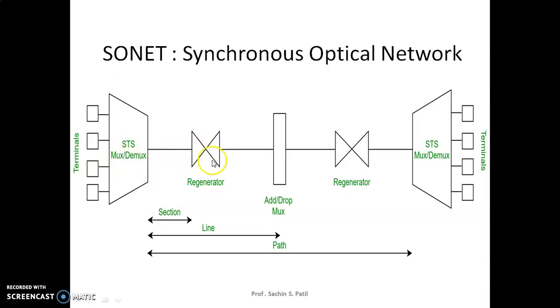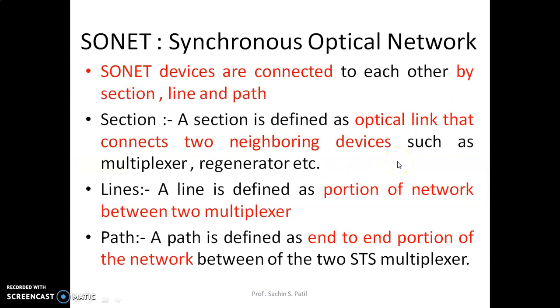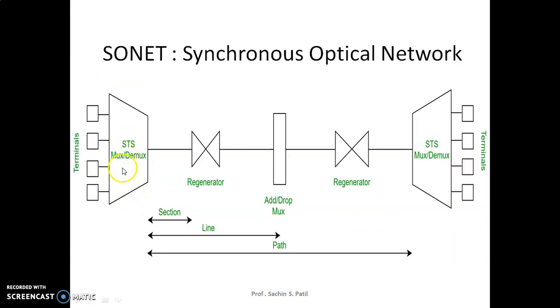This is a section connection, between the regenerator and the add drop multiplexer. This is again a section connection. The connection between these two multiplexers is called a line connection. This is one multiplexer, the STS multiplexer, and this is the add drop multiplexer. So this connection is called a line connection. This connection between the add drop multiplexer and this multiplexer is also called a line connection.